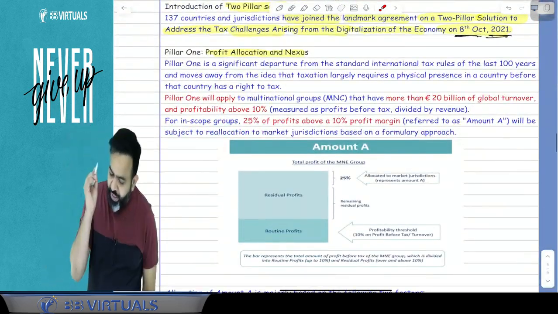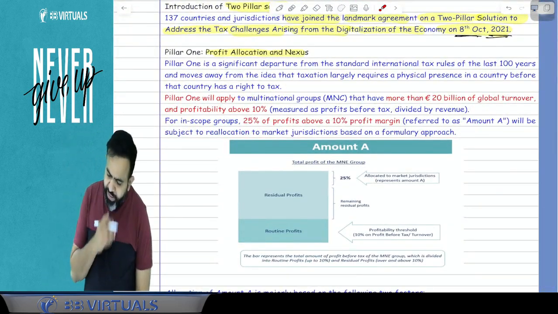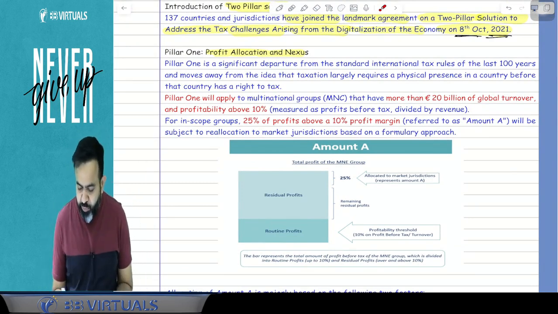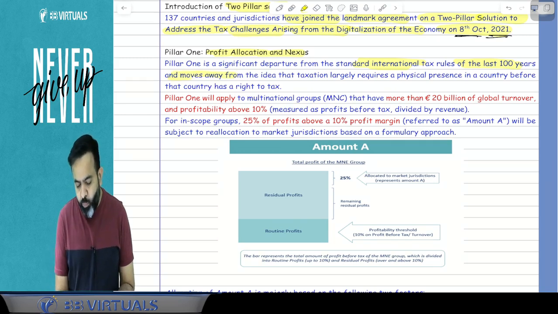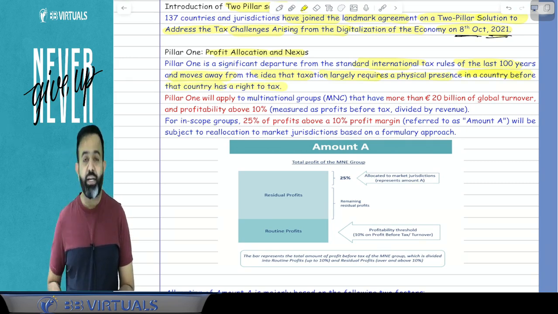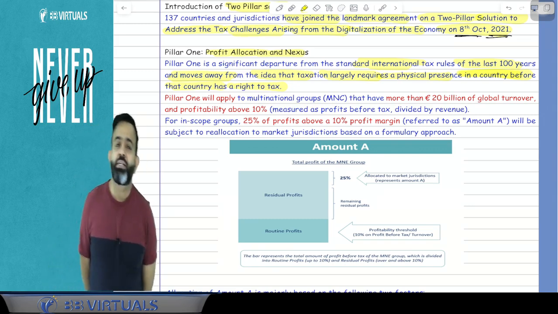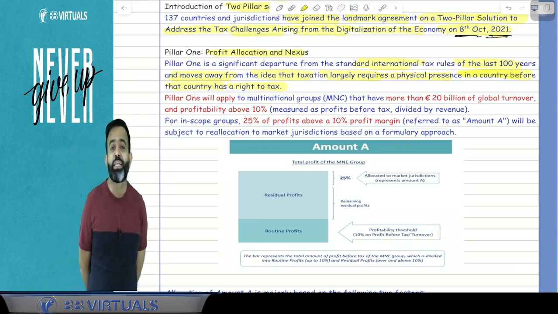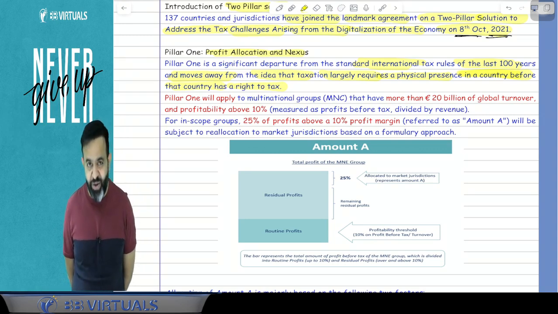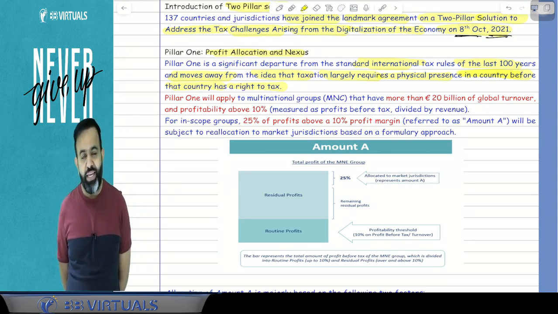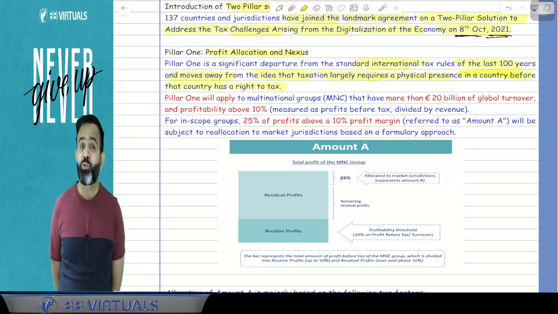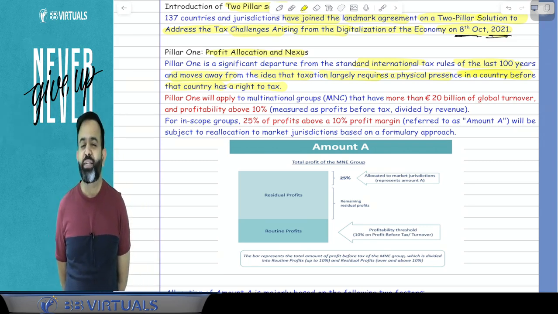So pay attention. Pillar number 1 says that Pillar 1 is a significant departure from the standard international tax rule of the last 100 years and moves away from the idea that taxation largely requires a physical presence in the country before that country has a right to tax. So guys, for the last 100 years, what were we doing? A country can charge the tax only when you have a physical presence in that country. But guys, now due to this Pillar number 1, even if there is no physical presence, that country can get the right to tax your income.